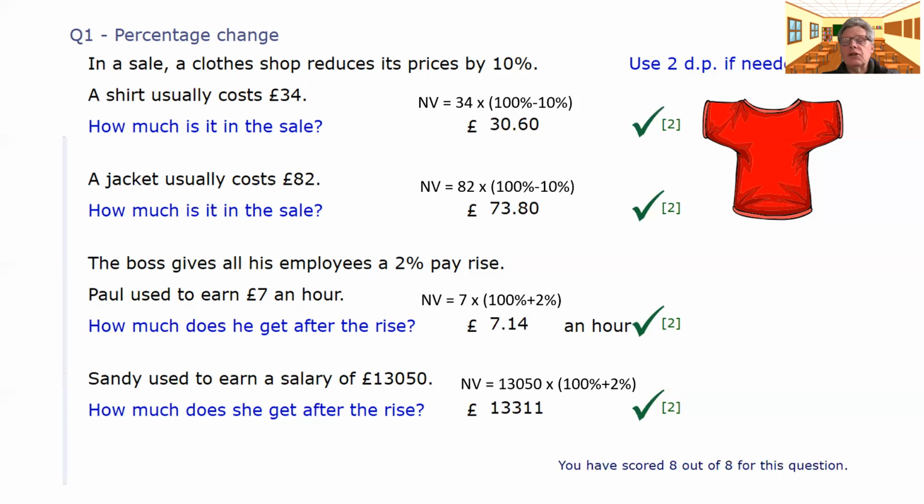Now, what I'd like to do next is to look at percentage change 3, where we look at doing reverse percentage, where we know what the new value is. So for example, we know that the price in a sale is 20 quid after a reduction of 10%. What was it before the sale?